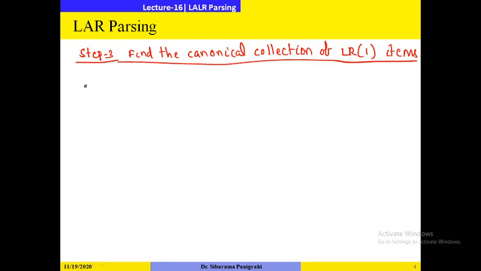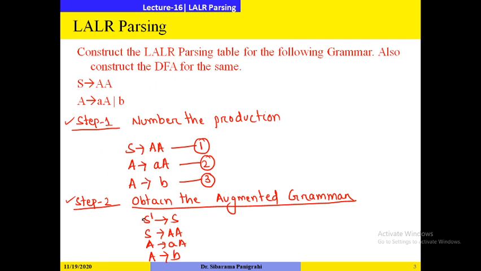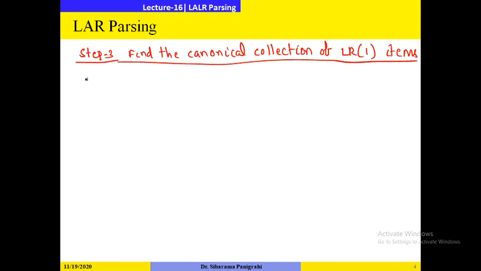Initially we will start from the extra production we have used in the augmented grammar. So we have to find the closure of S' gives dot S, and initially the look ahead symbol will be dollar. This is exactly the same way we computed the look ahead symbols in CLR. The same way in LALR also we will compute the look ahead symbols. So what is its closure? Its closure will be S' gives dot S, comma dollar. So initially we have to keep the dollar as the look ahead symbol.